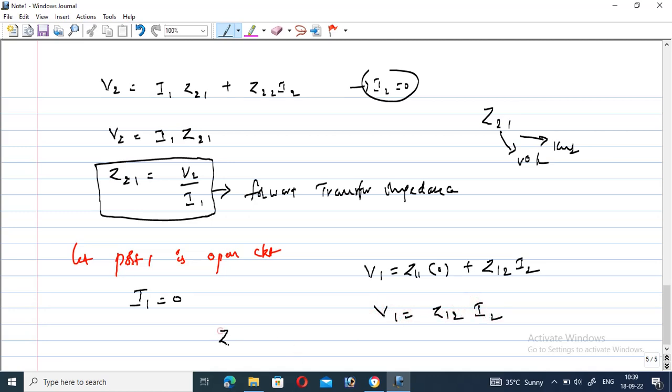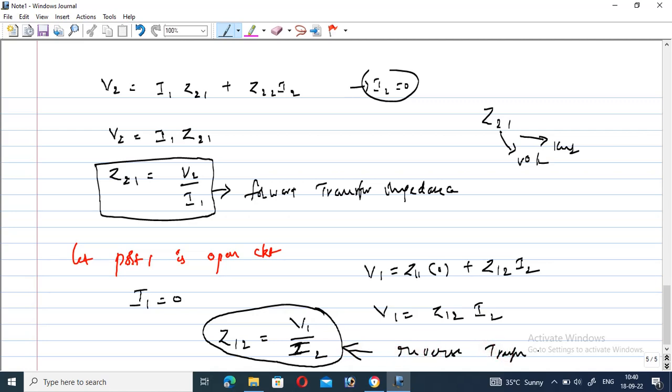So from this, Z12 is equal to V1 by I2. This V1 by I2 is called the reverse transfer impedance. Reverse transfer impedance, right? I think it is clear, right? Now we have to find one more parameter that is left.